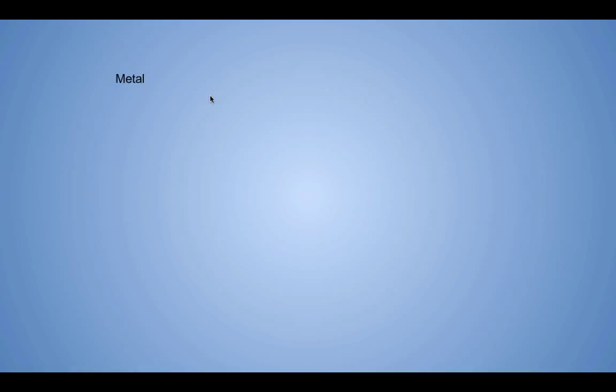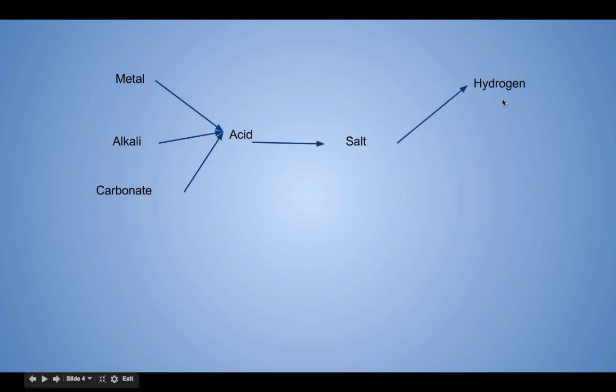The second topic we're going to talk about today is making salt. Remember yesterday we were talking about acid and base? Right now we have several methods of making salt. Firstly, we have either a metal, an alkali or a carbonate reacting with acid. All three of them will form salt. At the same time, metal will give me hydrogen, alkali will give me water and salt, and carbonate reacting with acid will give me not only salt but also carbon dioxide and water.